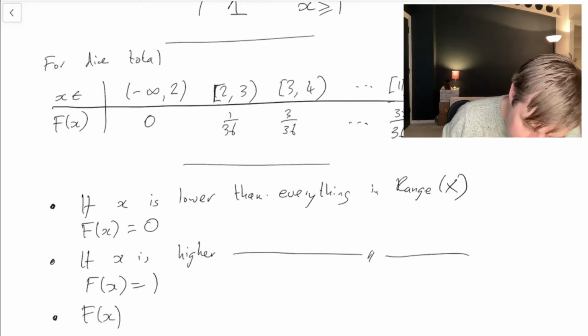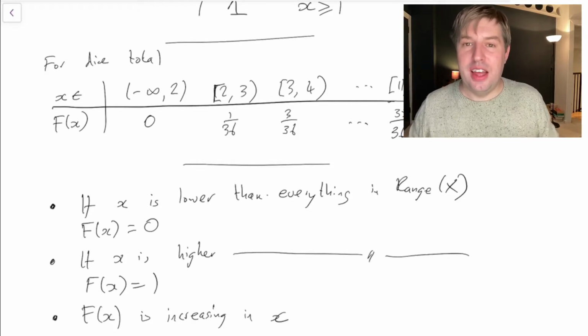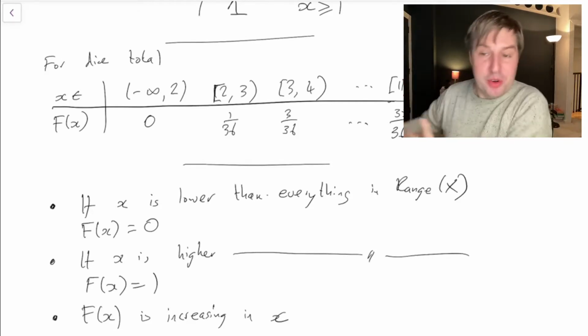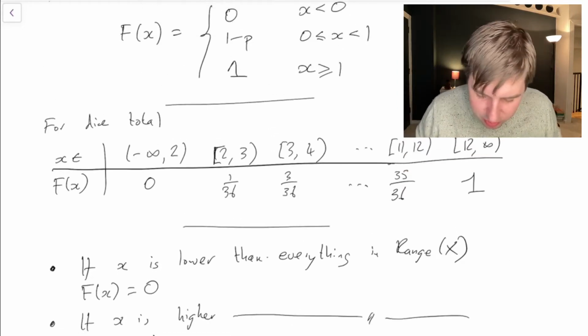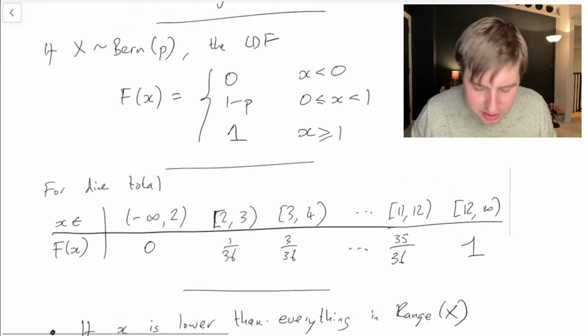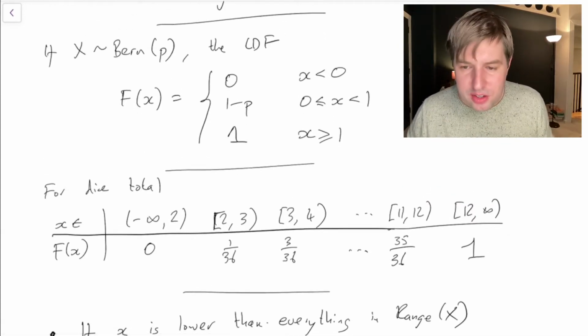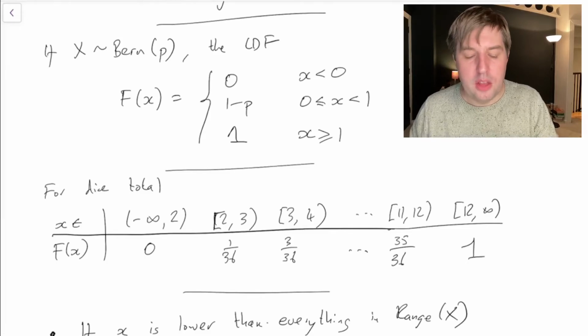Also, we notice that F of x is increasing in x, because as x gets bigger, the probability that you're less than that value becomes more and more likely. And so if you look at this example here, it goes 1/36, 3/36, all the way up to 35/36, and the Bernoulli case always increases as well. So those are some facts about the cumulative distribution, to go with the facts we saw a few minutes ago about the probability mass function. And learning to use the PMF and the CDF will be important when we're looking at discrete random variables.